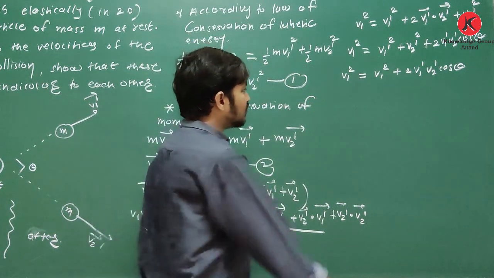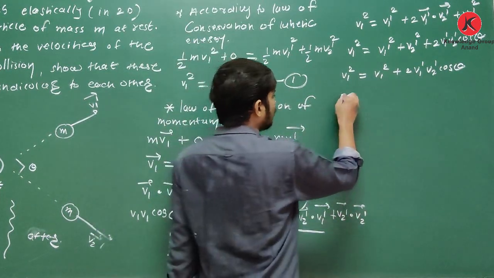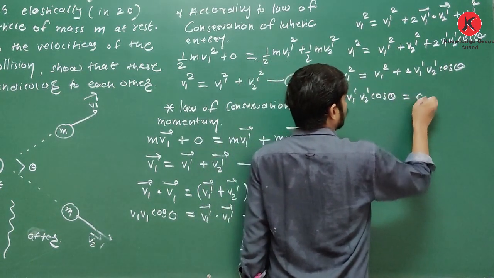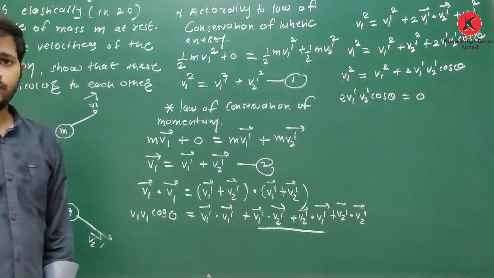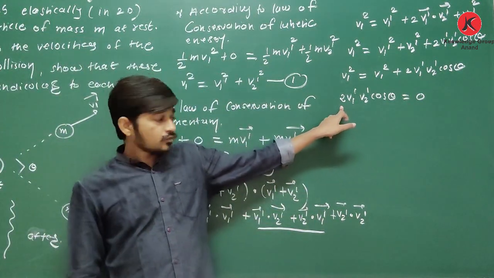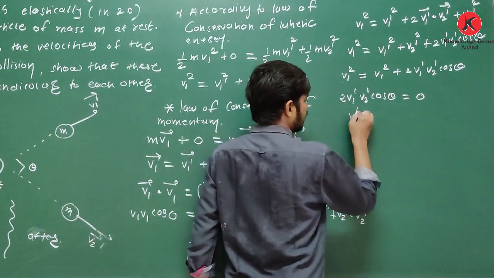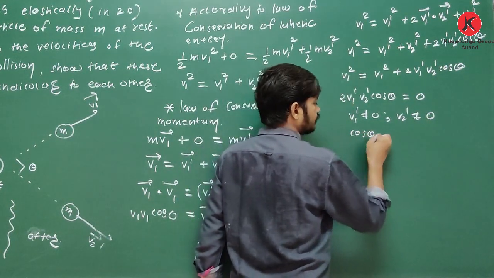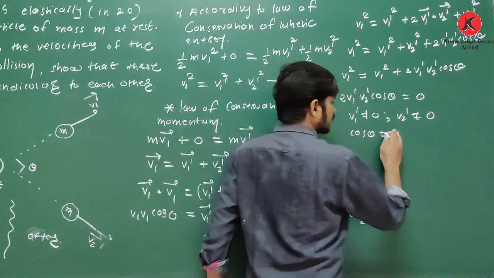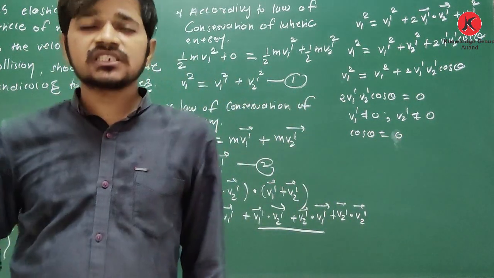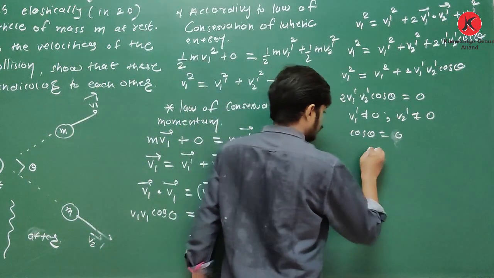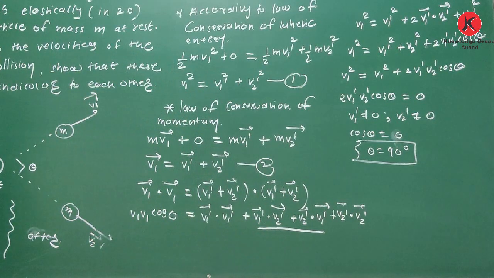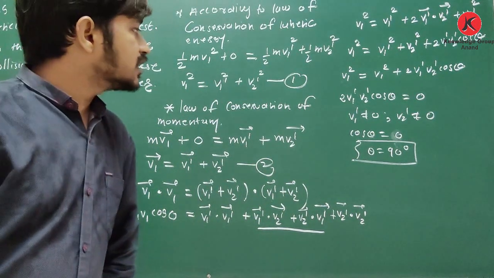Clear about this? So yes, what happens if we take V1 square to this side, then we will get 2 V1 dash V2 dash cos theta is equal to 0. Now 2 is not 0, V1 dash is also not 0, V2 dash not 0. Then obviously cos theta is equal to 0. And yes, the value of cos is 0 when the angle between them is 90. When theta is equal to 90. Clear about this? So yes, this you have to prove.